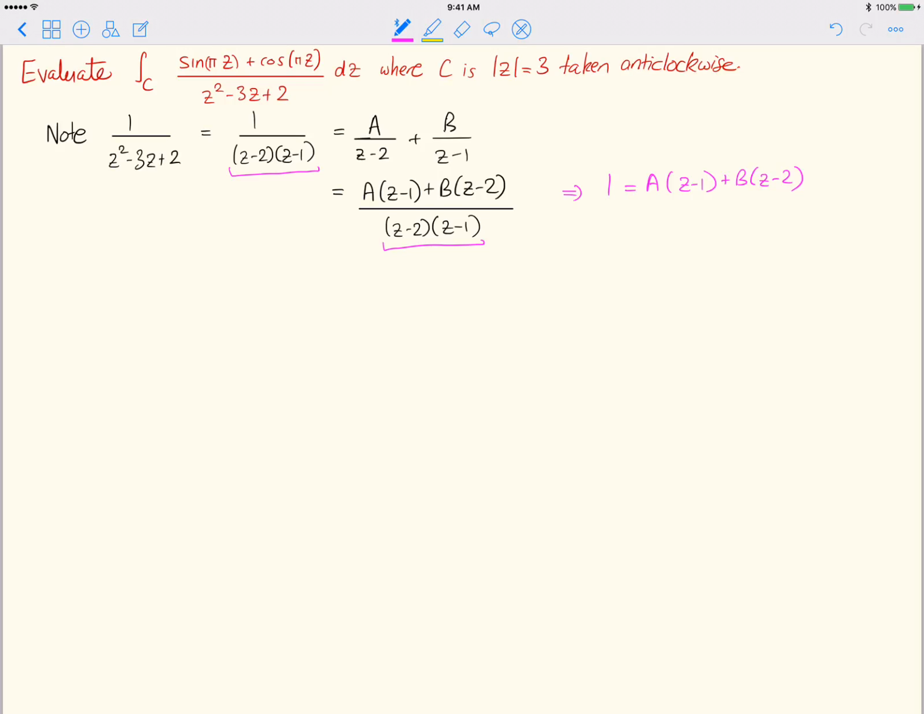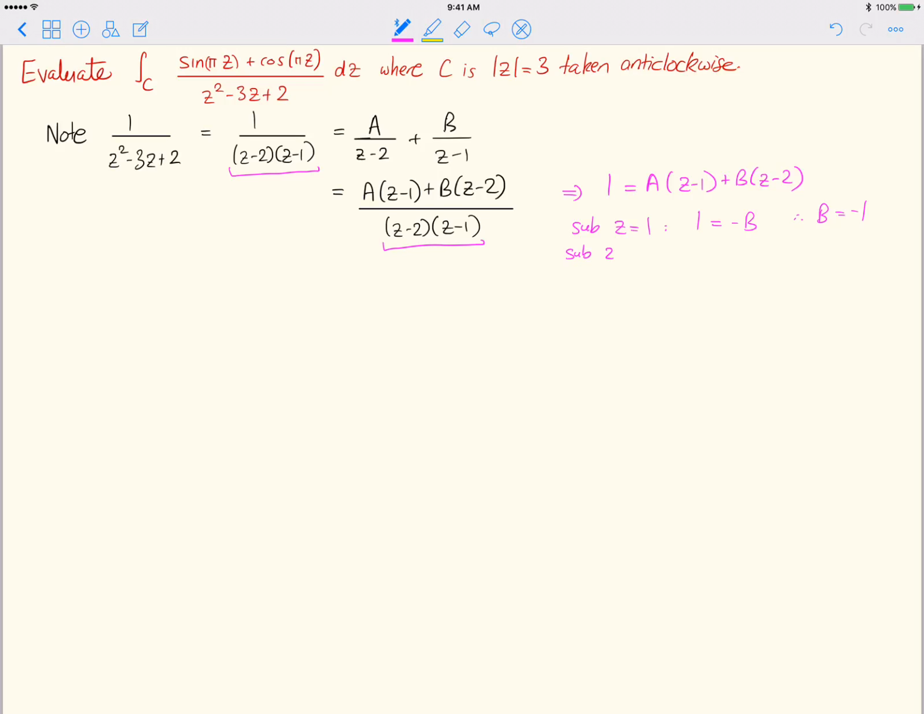So I get down to there, and how do you figure out A and B? You could expand the right and then equate coefficients with the left. Alternatively, you can just sub in convenient values for z. So if I sub z equals 1 into that equation, on the left I obviously just have 1, but on the right I'm going to be left with A times 1 minus 1, which is 0, plus B times negative 1. So I get 1 equals negative B, or in other words, B equals negative 1.